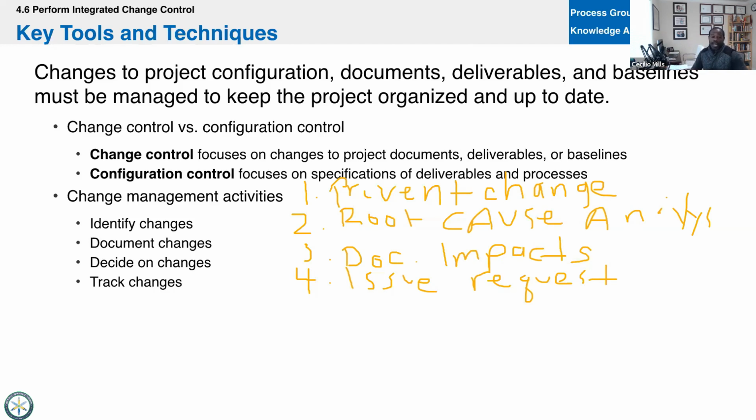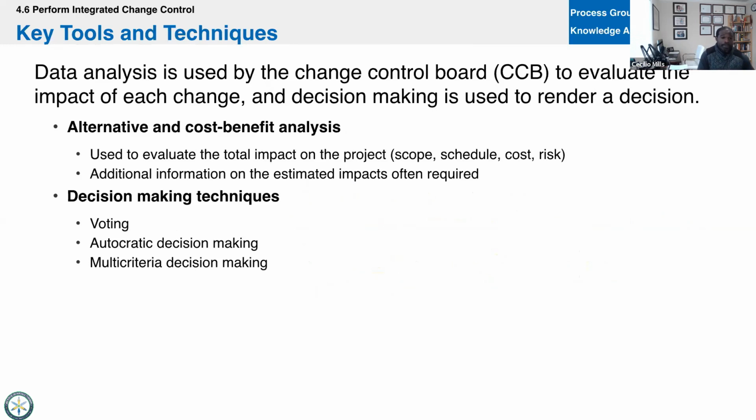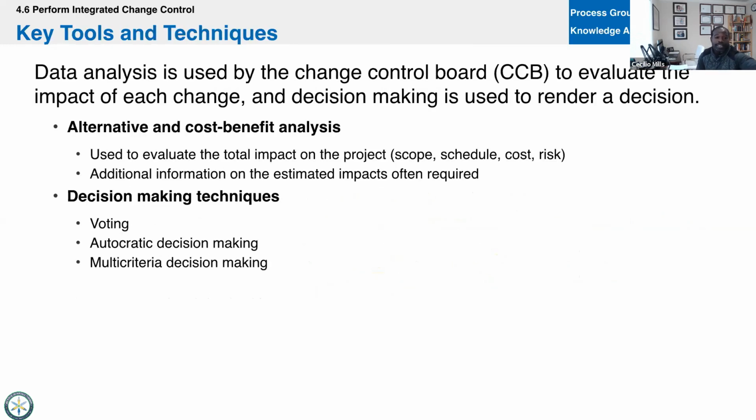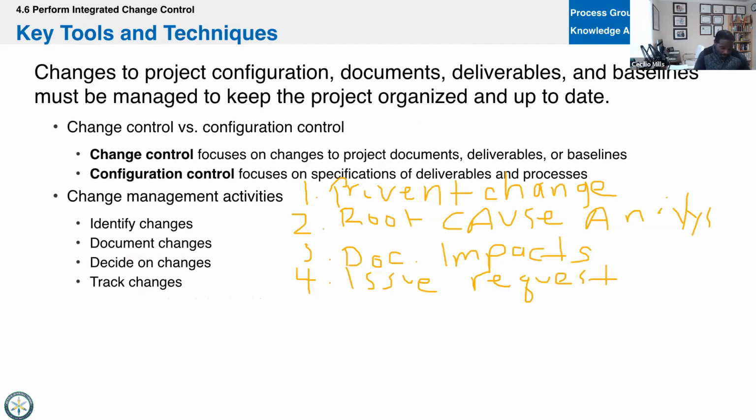to the CCB. That is, if I go back a couple of slides, right, that's the idea that we're doing this data analysis. We have the alternative and the cost benefit analysis. We want to identify what the total impact is going to be there. And from there, now the CCB can make a decision, right? So coming back, now that we've issued the request, our next step is to get CCB approval.